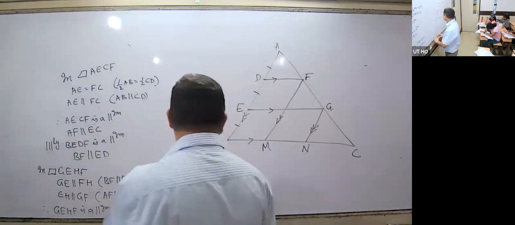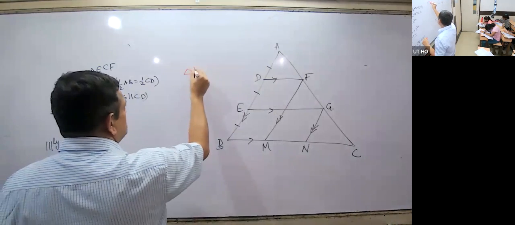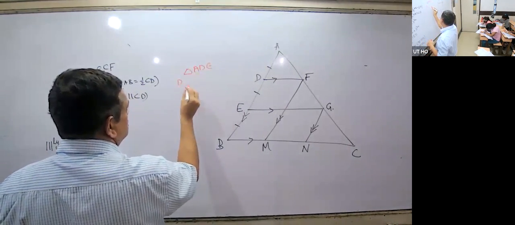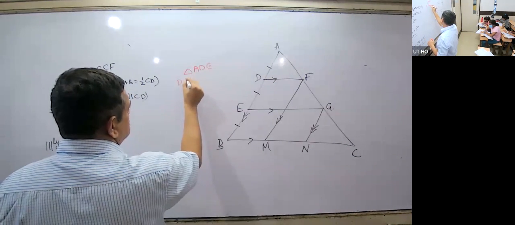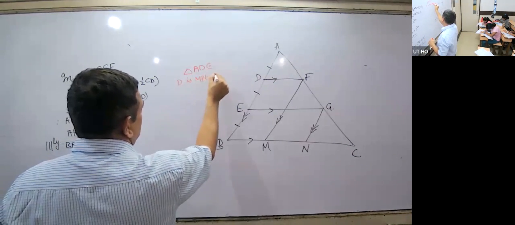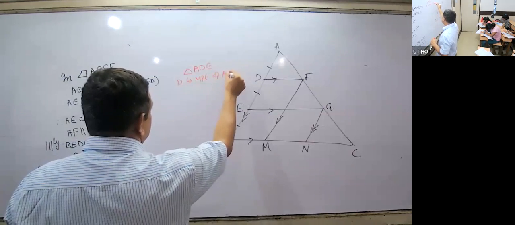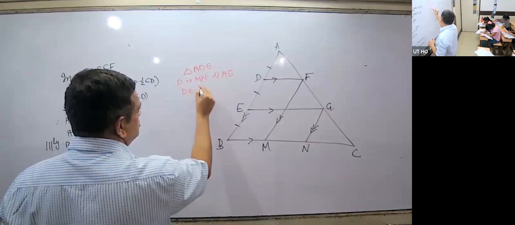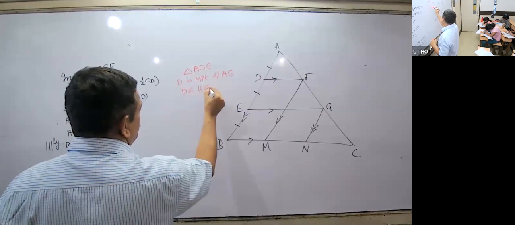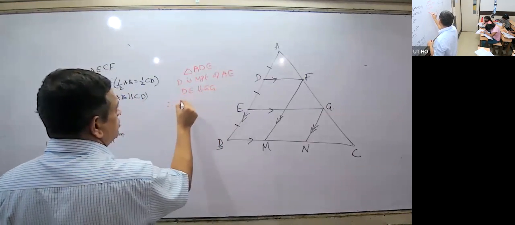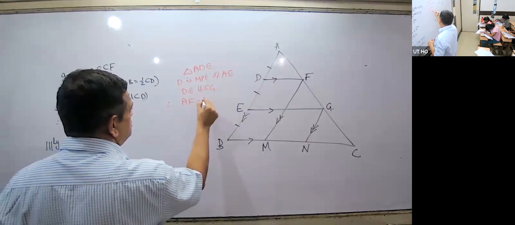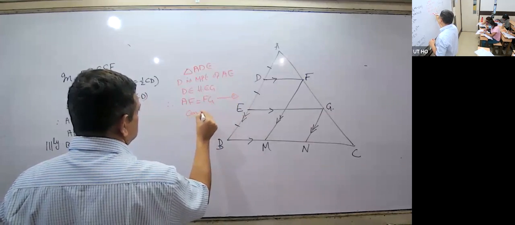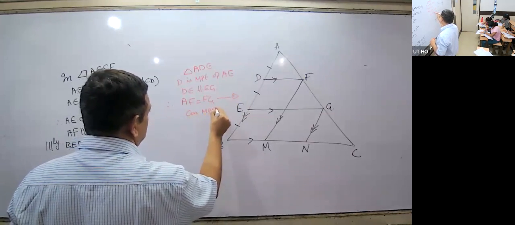In triangle ADE, D is the midpoint of AE and DF parallel to which one? EG. Therefore, AF is equal to FG. Condition one, converse of midpoint theorem.